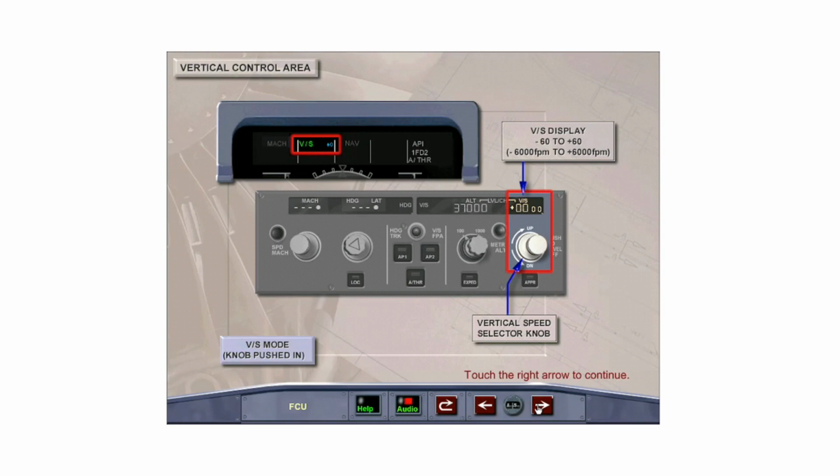Pushing in on the vertical speed selector knob will engage a vertical speed of 0. The FMA vertical mode column will display vertical speed 0, and the vertical speed window on the FCU will display zeros.